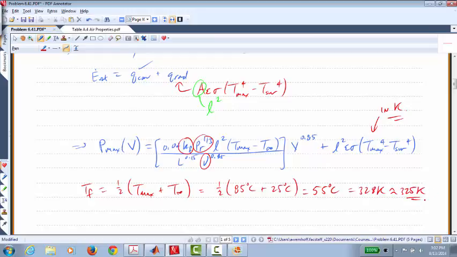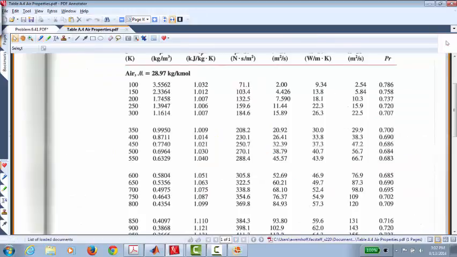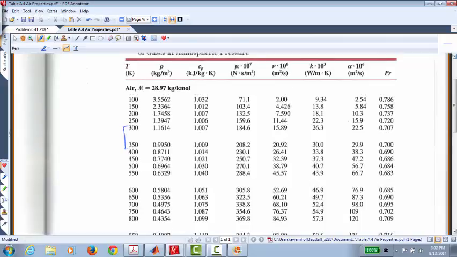So if we look at the air properties table, we don't have anything right at 325 Kelvin. We do have 300 and 350. So what we can do is look at the value of nu. It's going to be halfway between these two numbers here. K is going to be halfway between those two numbers, and Prandtl will be halfway between these two numbers. So let's go ahead and put this into MATLAB.